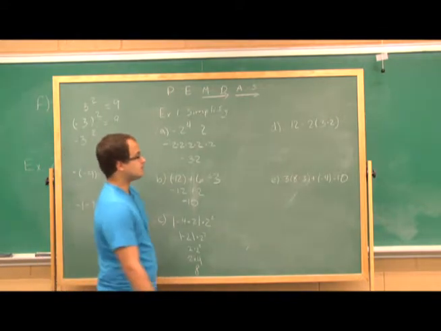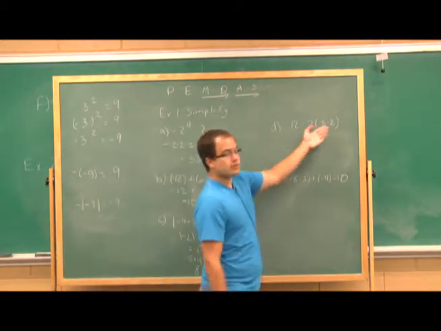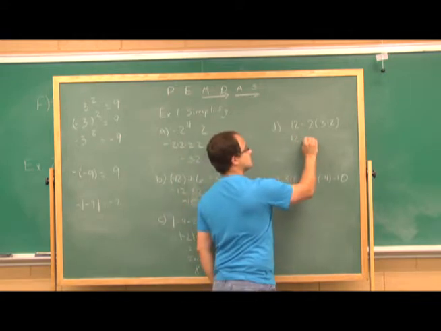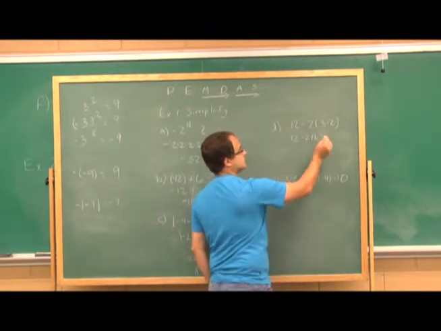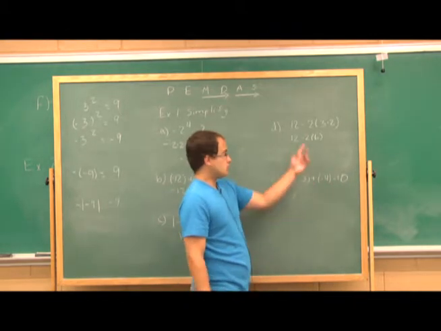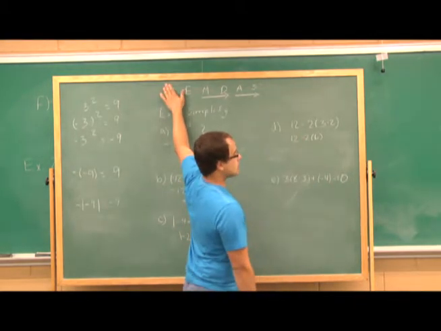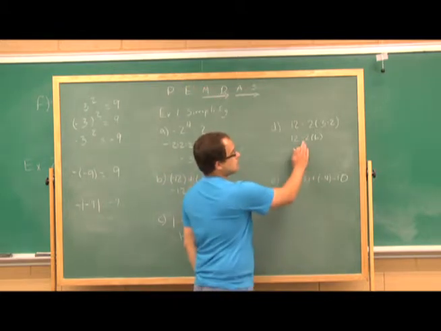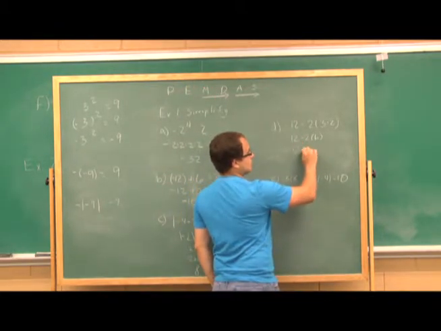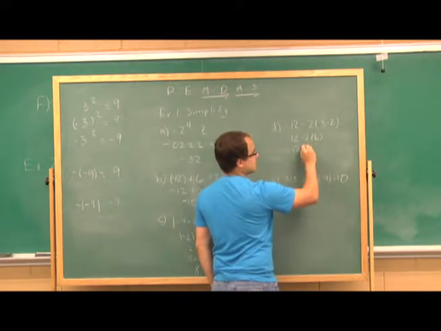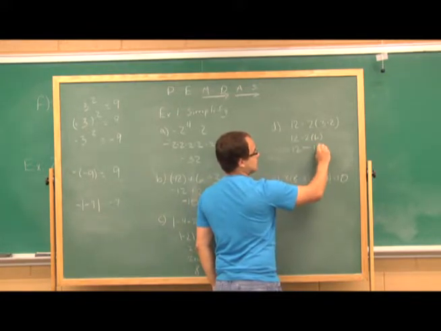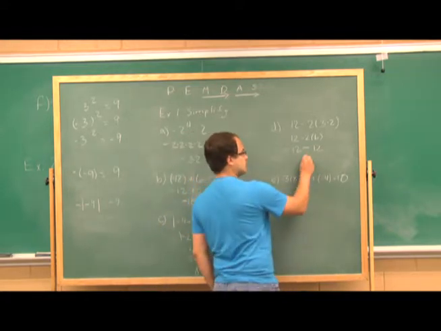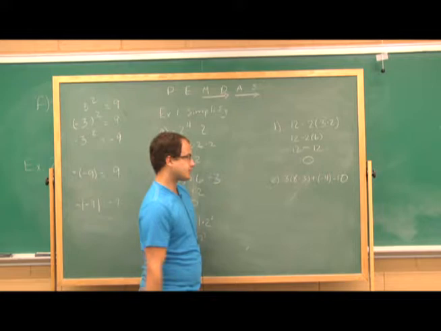Now on to D. First thing we have to do are the parentheses. So 3 times 2 is 6. Then, parentheses are done. There aren't any exponents, so multiplication and division. Well, negative 2 times 6. Since they have opposite signs, my answer is going to be negative, and 2 times 6 is 12. Now 12 minus 12 is 0.